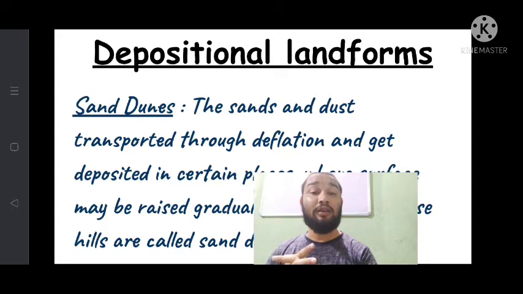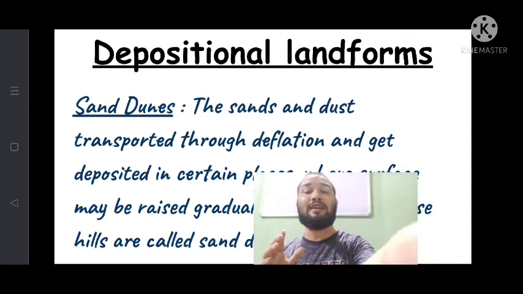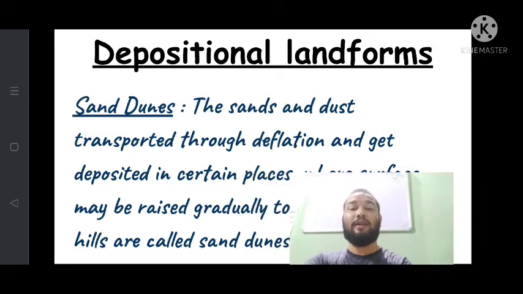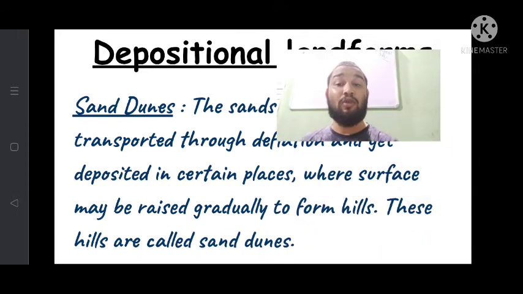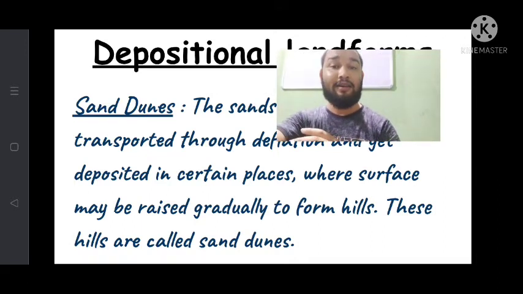In your screen, the definition of sand dunes is given here. I will show you the picture also. What is a sand dune? The sand and dust transported through deflation get deposited in certain places where the surface may be raised gradually to form hills. These hills are called sand dunes. Simply you should understand, a sand dune is a hill of sand. The hill is created by the sand.